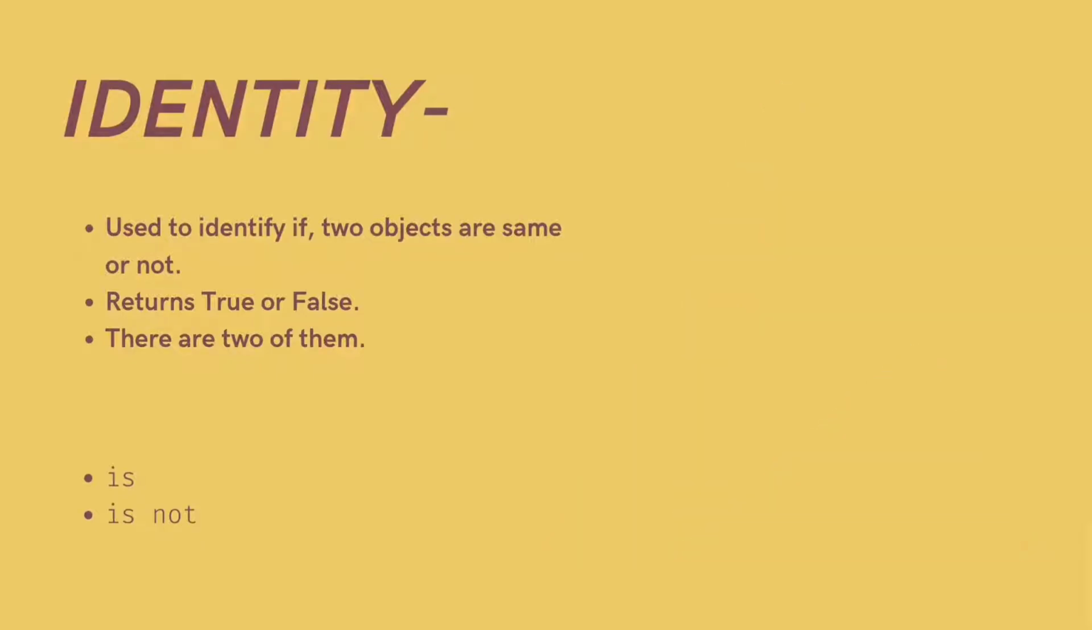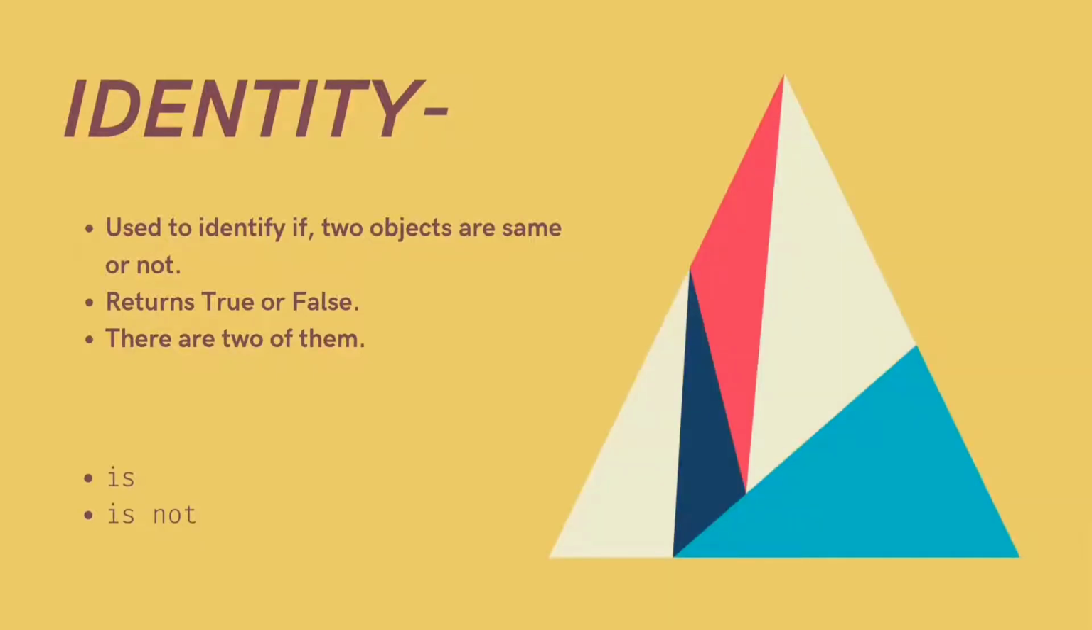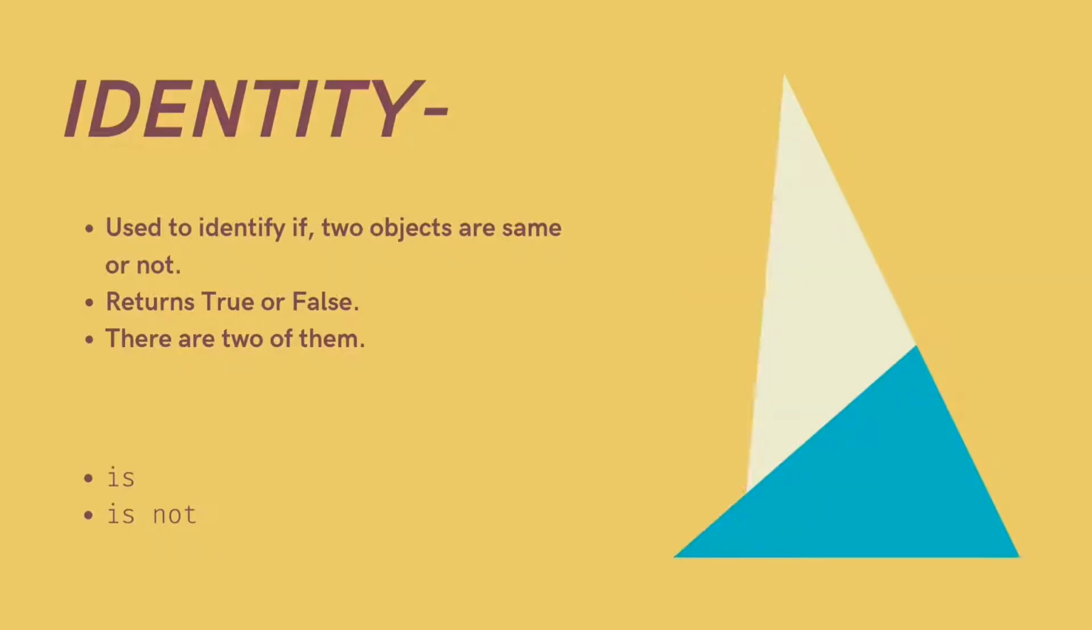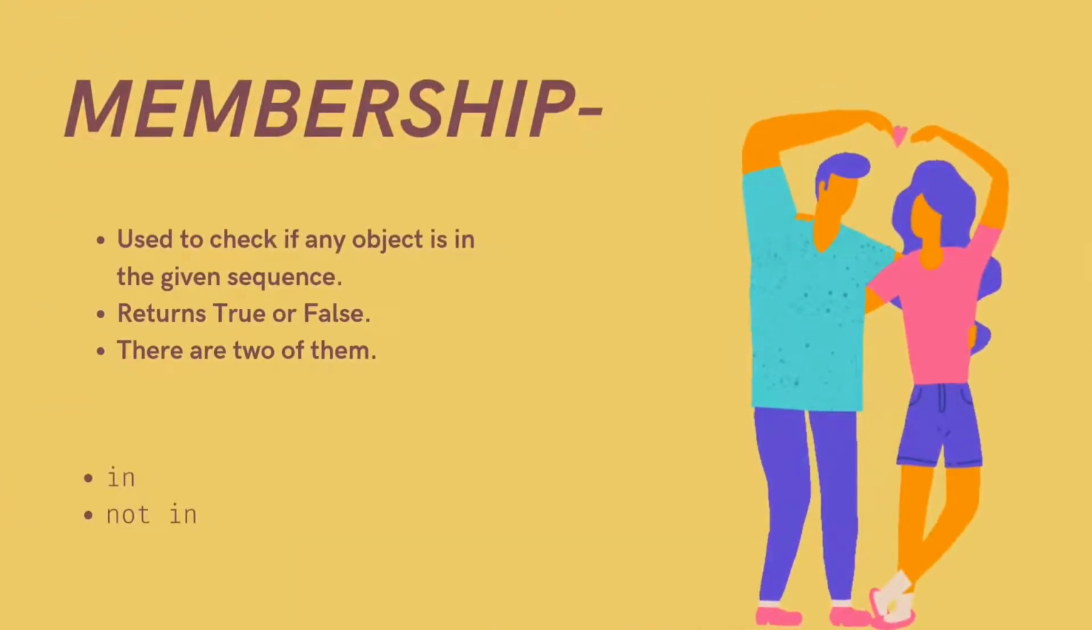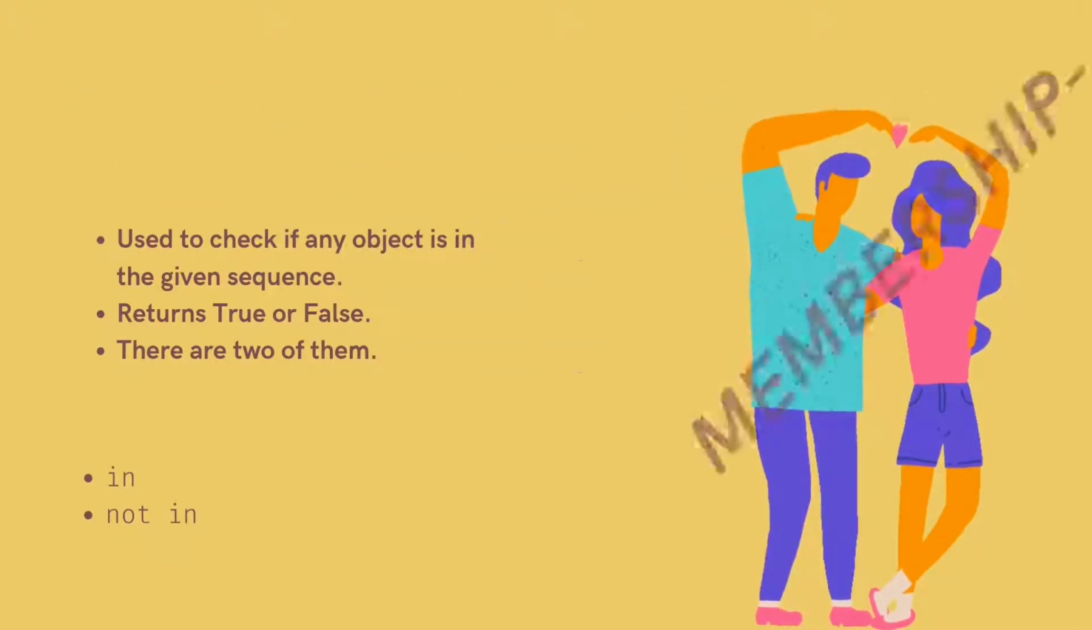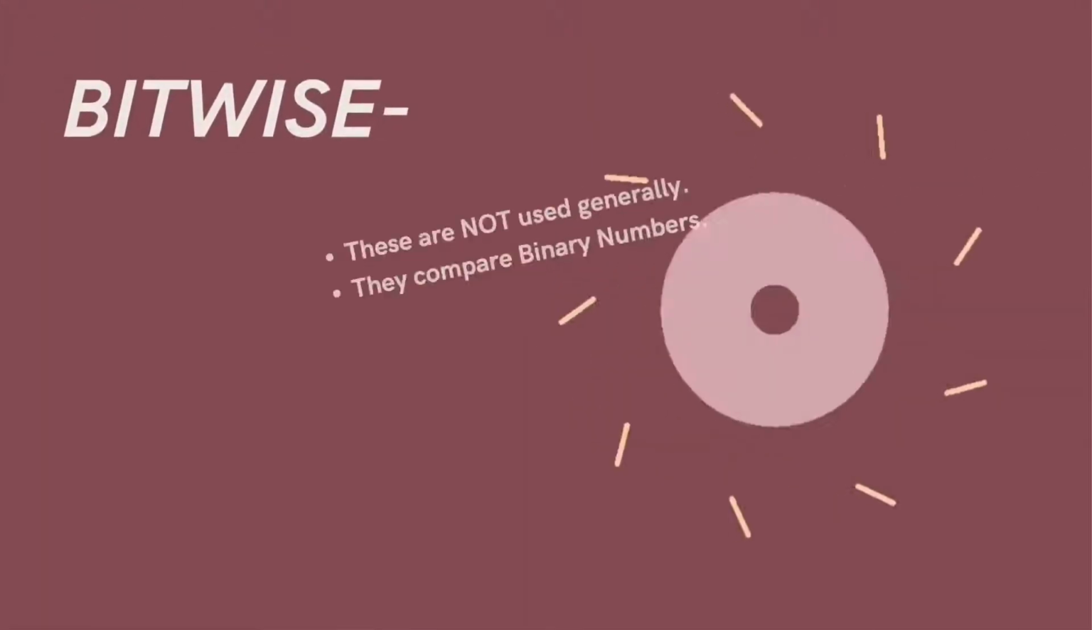Next is the identity operators, and these are used to identify if two objects are the same or not, and return true or false. There are two of them, is and is not. Let us look at membership operators, and these are used to check if an object is in a given sequence, and return true or false. There are two of them, in and not in. We shall see how to use them when we start using for loops and others.